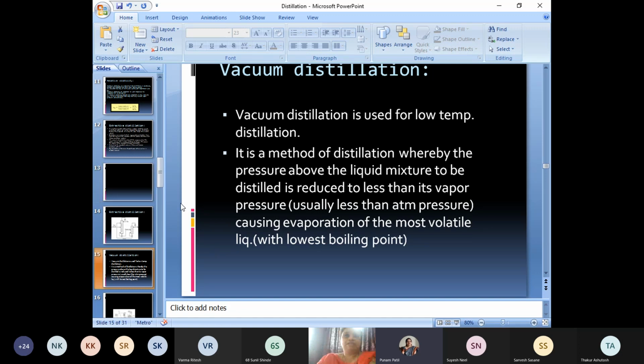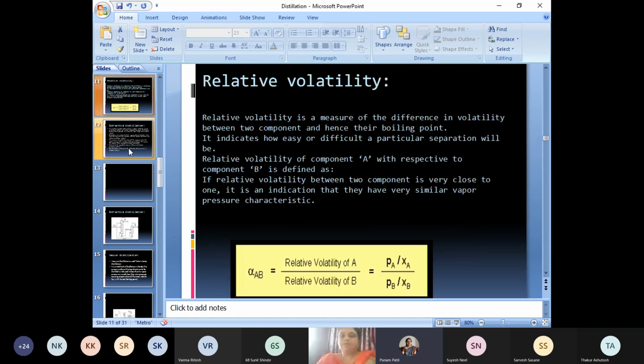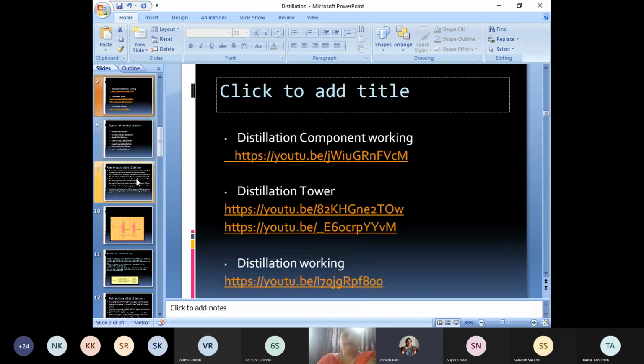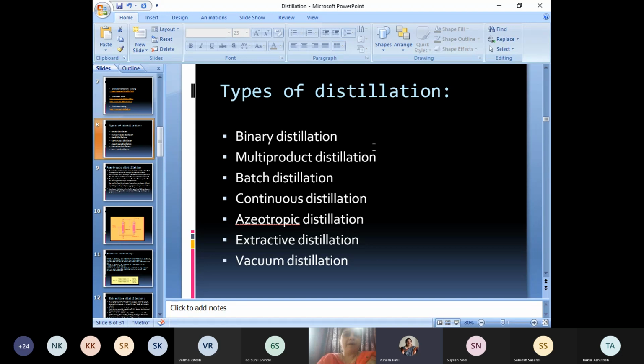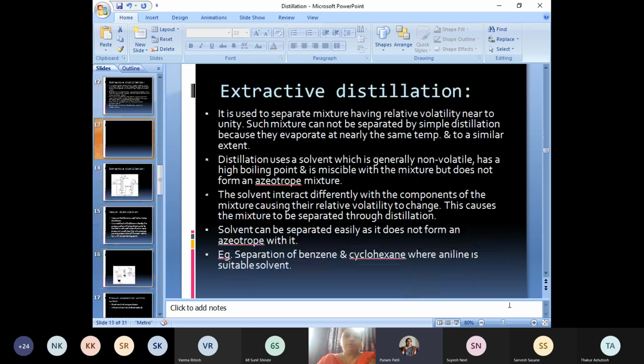Then the next type is what we are studying, types of distillation. हम ये study कर रहे हैं, right? यहाँ पे हमने बाइनरी देखा, मल्टी प्रोडक्ट, बैच हो गया, कंटिन्यूस हो गया, एजियोट्रॉपिक हमने स्टडी किया, एक्सट्रैक्टिव हमने स्टडी किया. नाउ द लास्ट टाइप ऑफ डिस्टिलेशन इज वैक्यूम डिस्टिलेशन. सो व्हाट इज वैक्यूम डिस्टिलेशन?